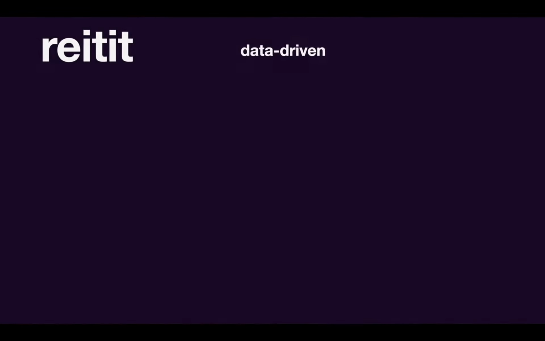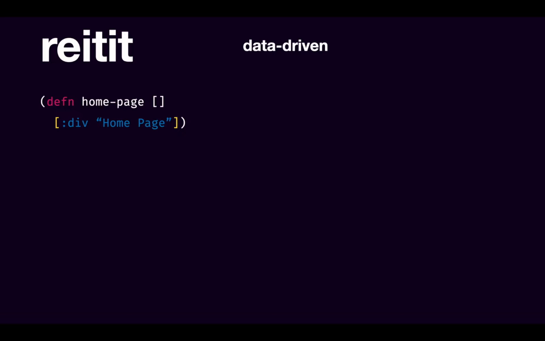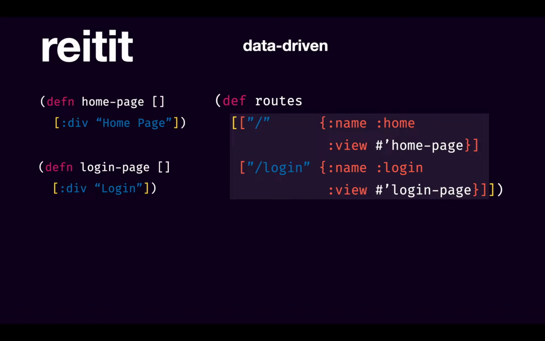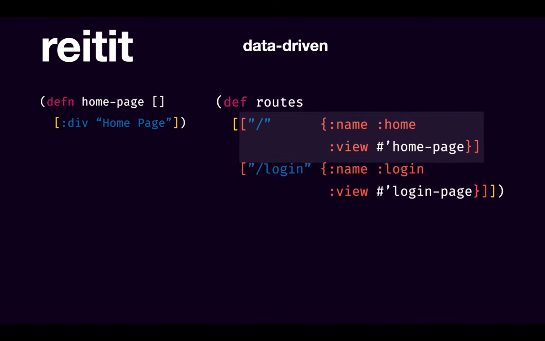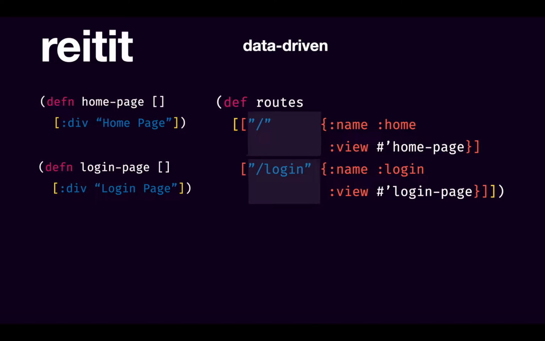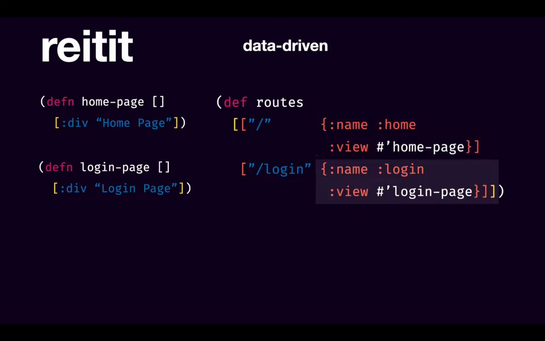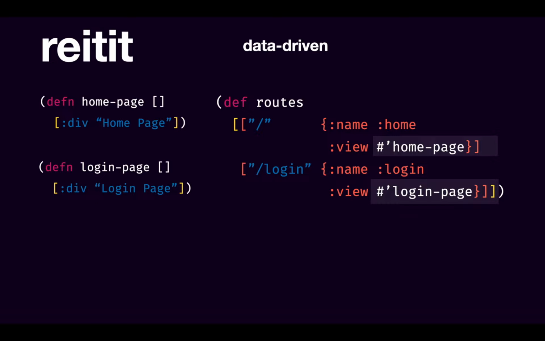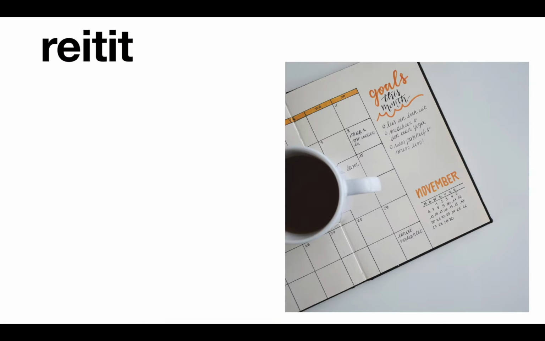Now let's look at the data-driven aspect of it. Let's say we have two routes, homepage and login page. Now this is how the routes for homepage and login page look like. It's just a nested vector. And the first element of the vector is the path. And the second element of the vector is a map that we can give any key value pairs. And the one that we have to give is the view that we want to display. And we have to make sure that we wrap it with the var literal, so that it is pointing towards the component and not the value, the vector. And this is especially important when you're doing hot reloading and in development time.